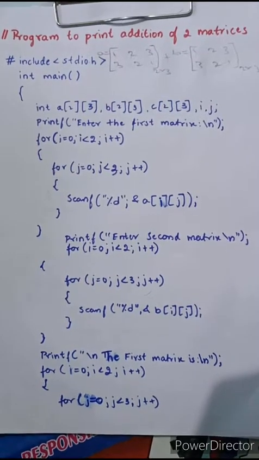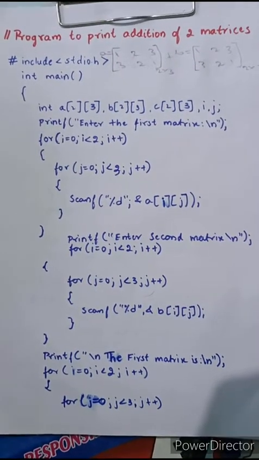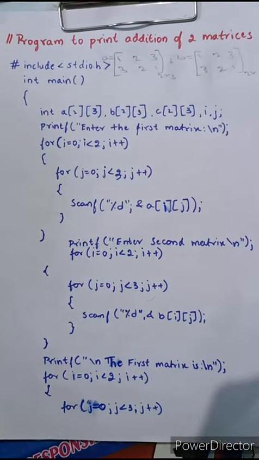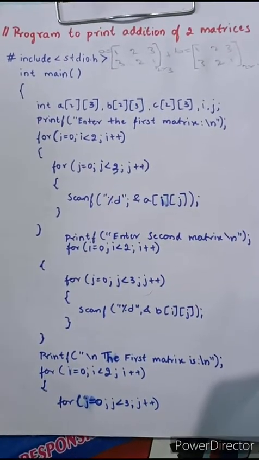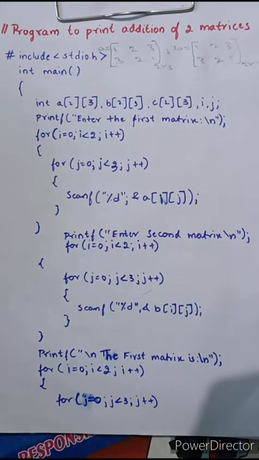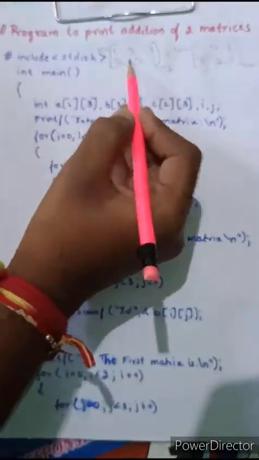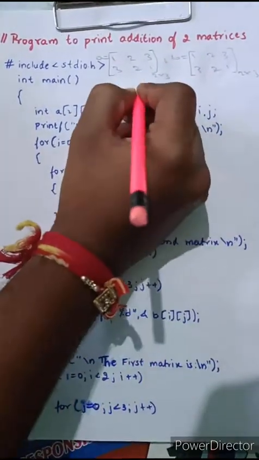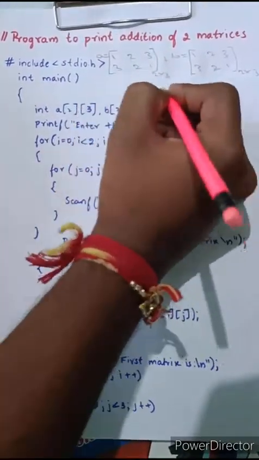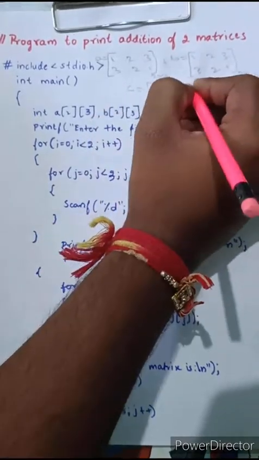Hi everyone. Today we will see the program to print addition of two matrices. So first of all, we have to add these two matrices mathematically. For that we are taking two matrices A and B of dimension 2 cross 3. So the resultant matrix will also be 2 cross 3.